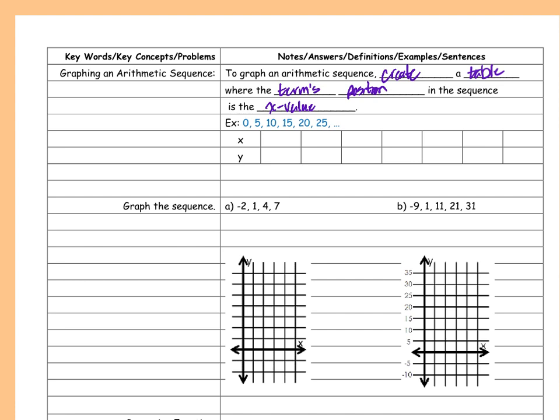And I'm going to use my sequence. The sequence are my Y values. So I'm just going to go ahead and put them in there. 0, that's my first one. 5, 10, 15, 20, 25, right? So this is my first term. This is my second term. This is my third term, fourth term, fifth term, sixth term.